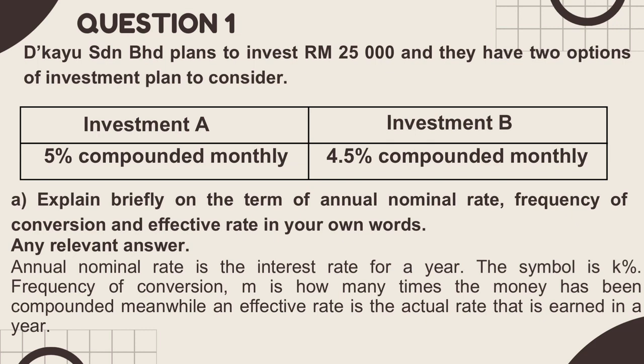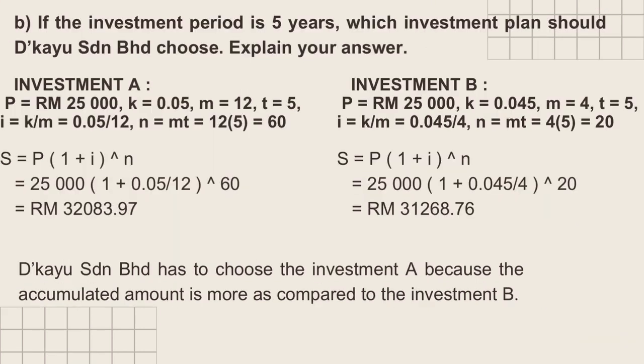Any relevant answer. So, annual nominal rate is the interest rate for a year. The symbol is K%. Frequency of conversion, M, is how many times the money has been compounded. Meanwhile, an effective rate is the actual rate that is earned in a year. B. If the investment period is 5 years, which investment plan should the Kayu Sendirian Berhad choose?